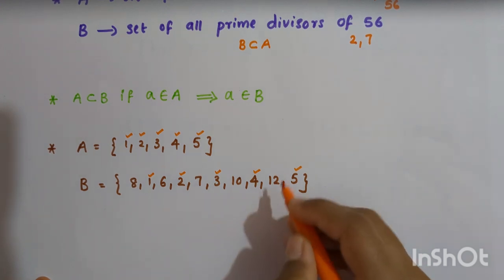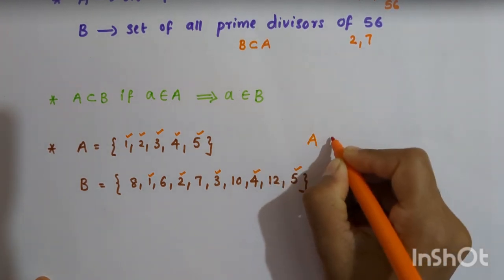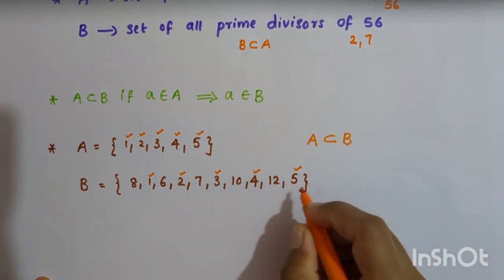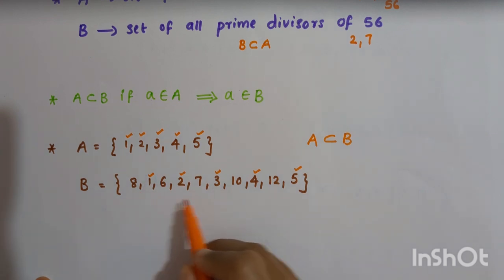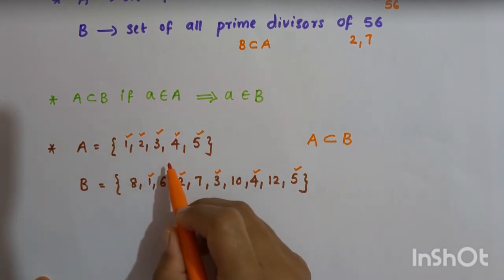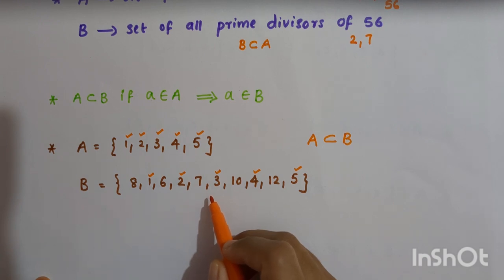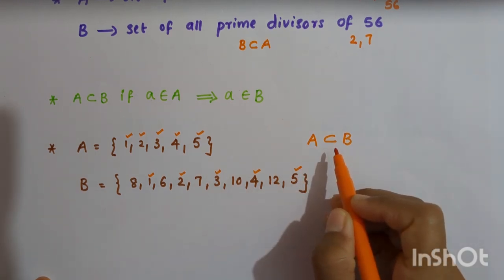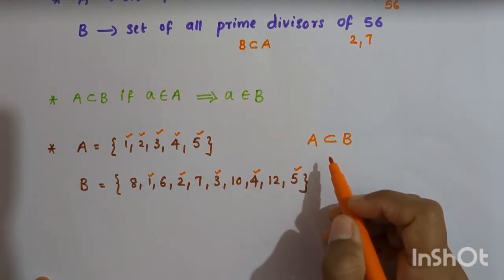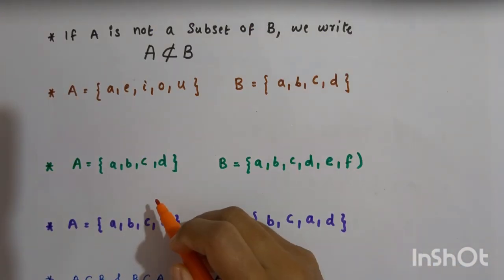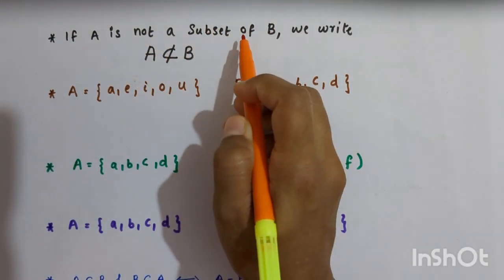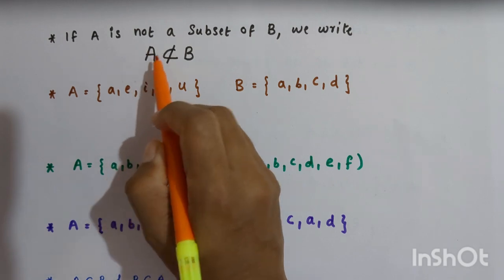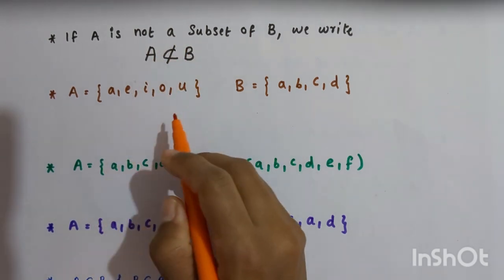So here we can say that set A is a subset of set B, because every element of set A is also an element of set B. Every element of set A is already contained in set B. So we can say that A is a subset of B. Now, in general, if set A is not a subset of B, then we write like this: A is not a subset of B.